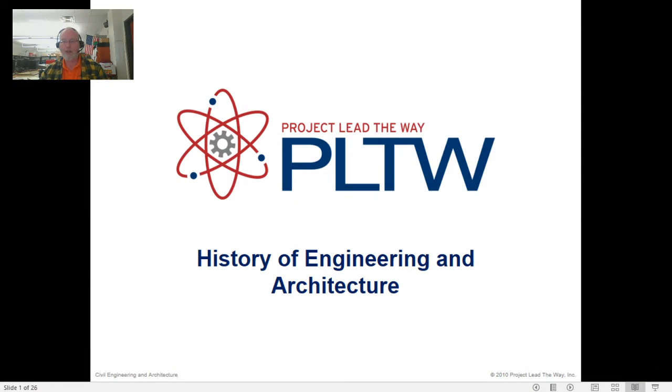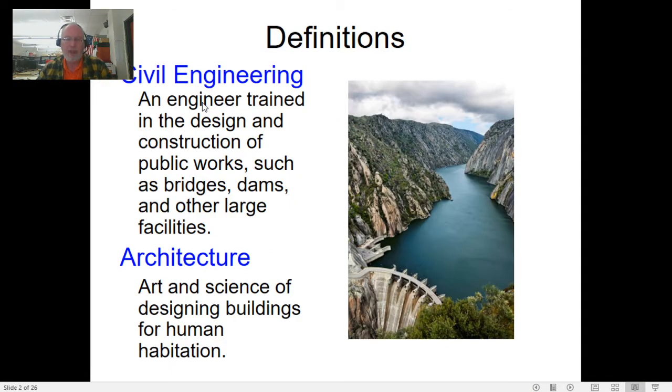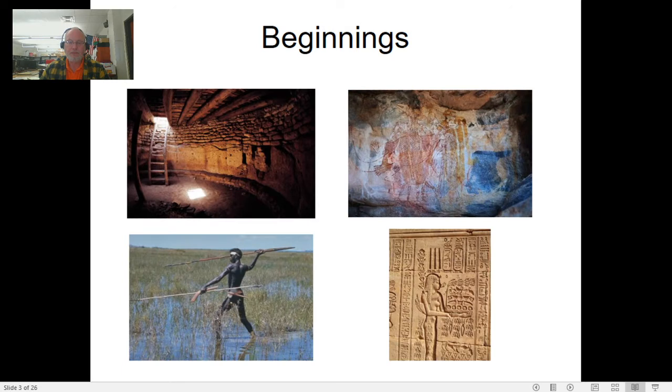We're going to be taking a look at 1.1.1, which is the history of civil engineering. Let me see if I can change to the PowerPoint here. All right, so here we go, history of engineering. Here are the definitions of civil engineering and of architecture. Civil engineers are trained in the design and construction of public works, like bridges, dams, and other large facilities. Architecture is the art and science of designing buildings for human habitation.